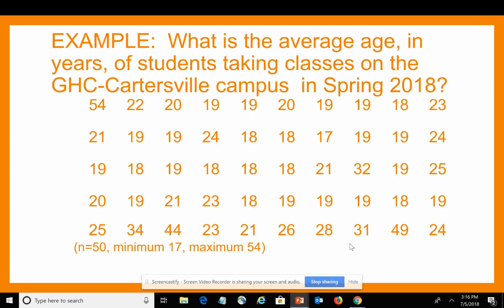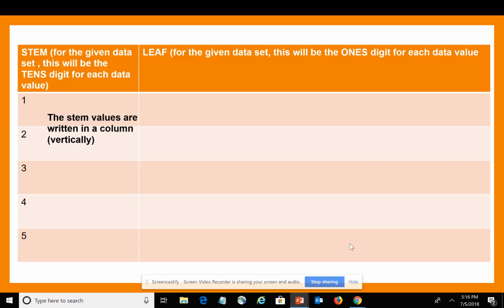It's the same data set we had before, and we're going to set up a stem and leaf plot. Again, if you'll notice, we have two-digit numbers, so the last digit will become the leaf. In this case, that's going to be the ones digit, and the tens digit will become our stems. We know we have a minimum of 17 and a maximum of 54. So our stems are going to be the tens digits, and the stems are written vertically in a column. So we would have tens, 20s, 30s, 40s, and 50s, or simply 1, 2, 3, 4, 5.